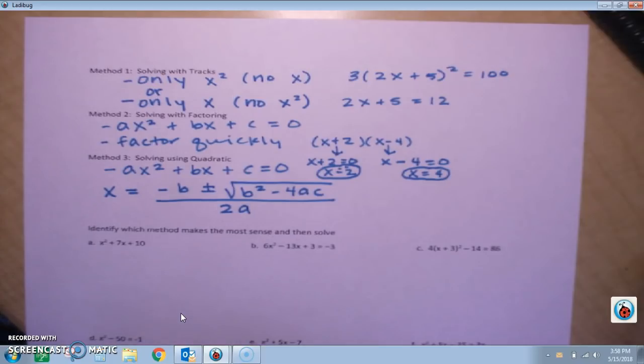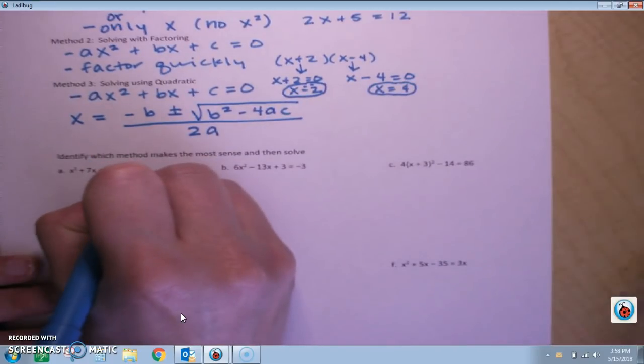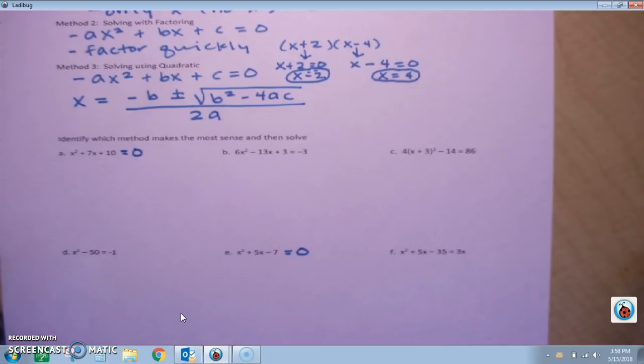All right, so let's go ahead and do some examples. For a, first of all, we need to make this equal to 0. And for e, we need to make that equal to 0. Those were typos on my part. So make those both equal to 0.